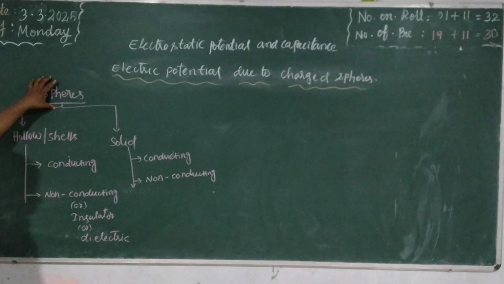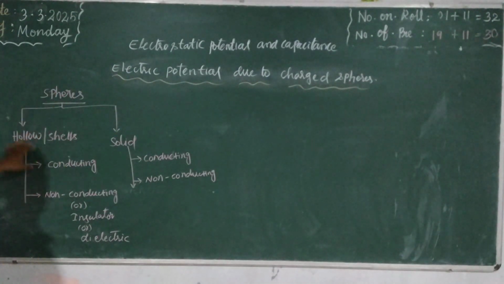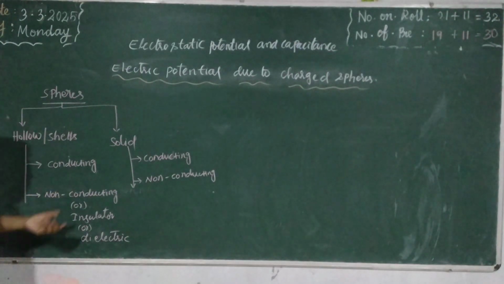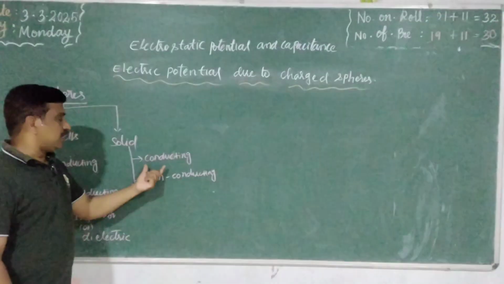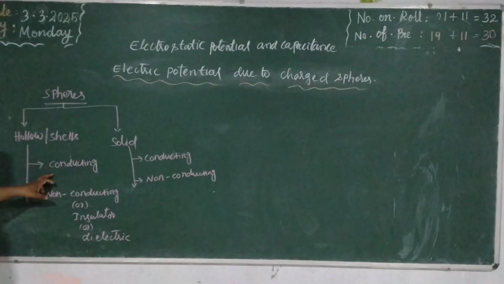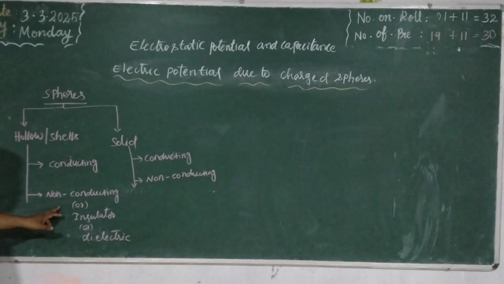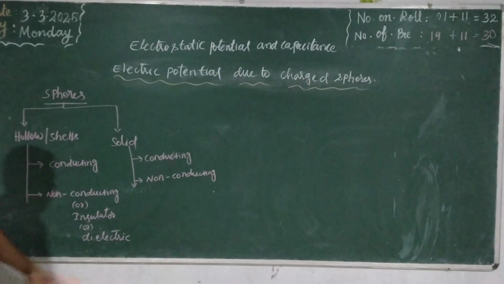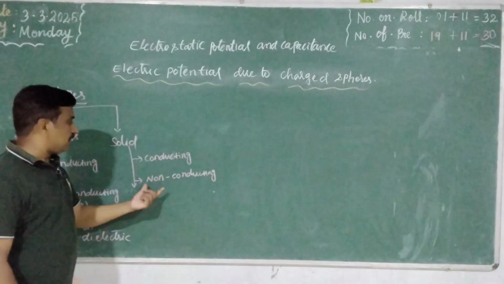So charged spheres have two types: hollow, or shells, which can be conducting or non-conducting, and solid, which can be conducting or non-conducting. Non-conducting has another name, insulator or dielectric.